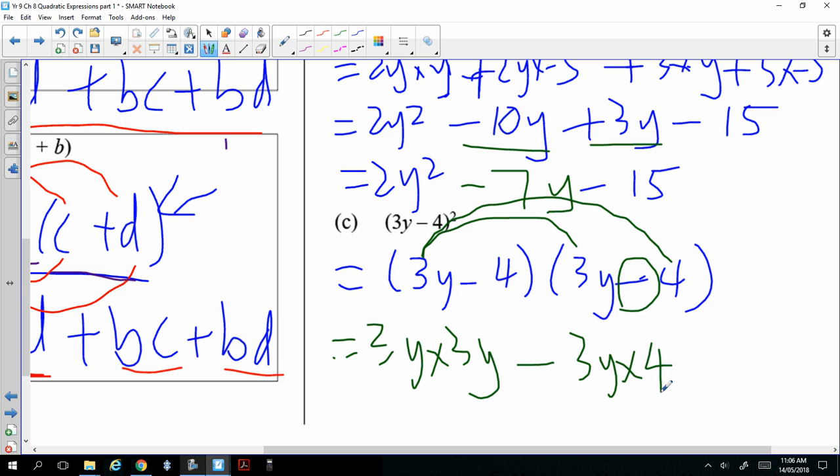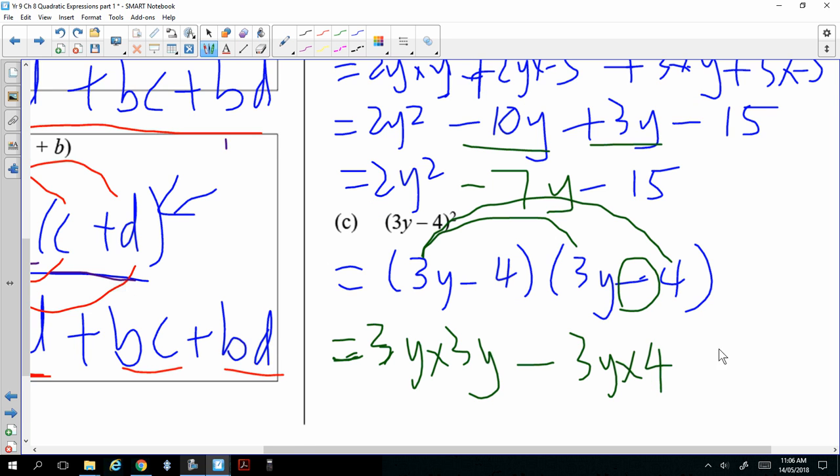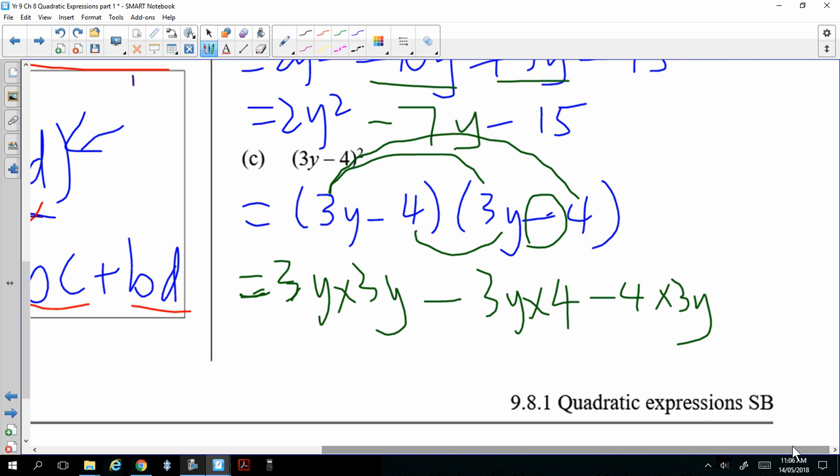Alright, let me draw this. 3y minus 3y. Like that. Okay, let's do more. Negative 4 times 3y. And then finally, negative 4 times negative 4.